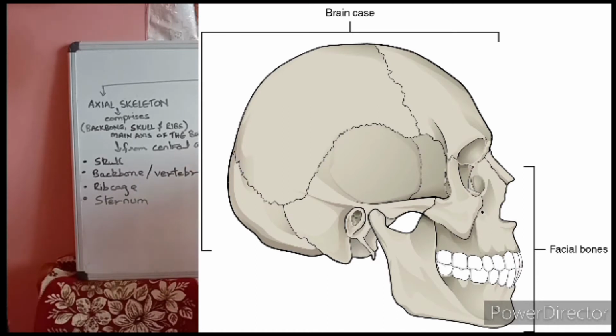And the lower part of the skull is made up of 14 facial bones, which are firmly attached to the cranium, and they form the upper and the lower jaws. The upper jaw is fused with the cranium, as you can see, while the lower jaw is movable. Both the jaws have alveolar sockets into which your teeth are fit.